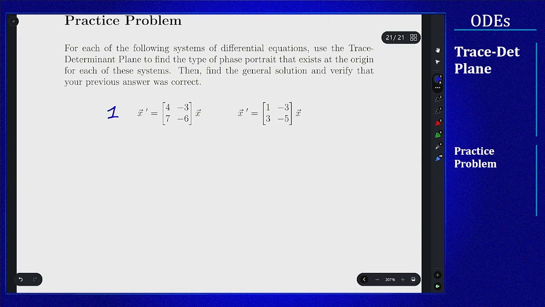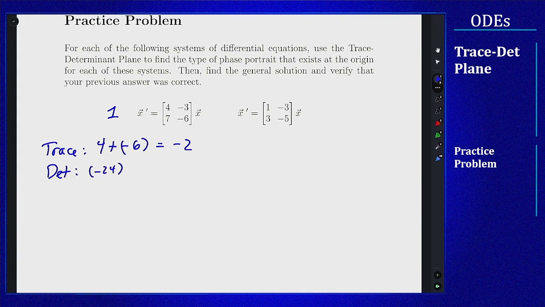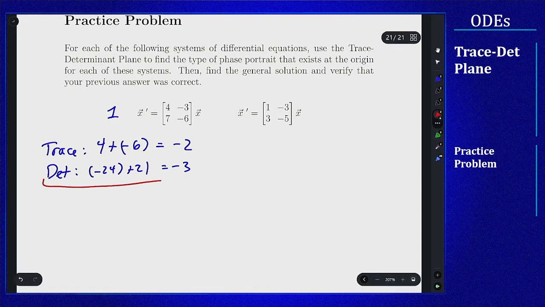So our trace is going to be 4 plus negative 6, or negative 2, and our determinant is going to be 4 times negative 6, or minus 24, and then plus 21. So that's negative 3. So because the determinant here is negative, this should be a saddle.